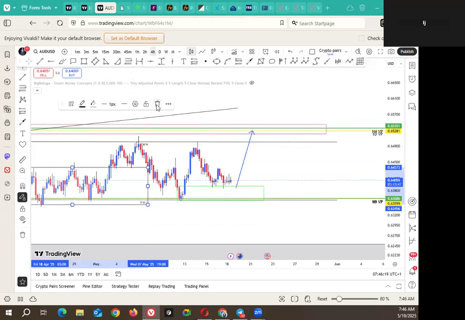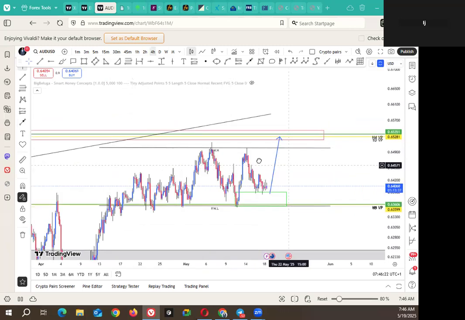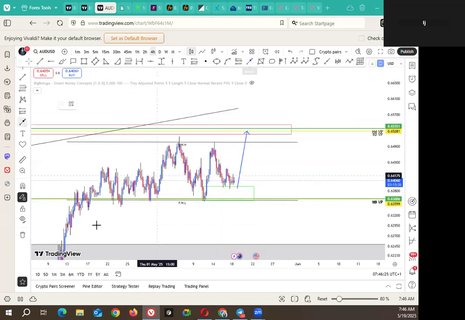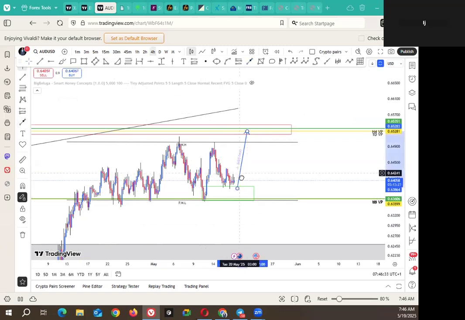This range will be removed. It's not valid anymore. So you can see that the market has held massively, 1, 2, 3, 4, 5 times. So there's a chance that AUD will shoot from this level to the upside, shoot from this level to the upside.